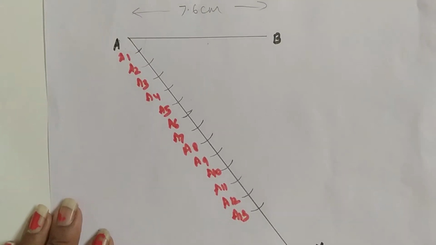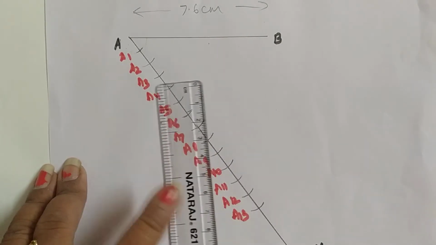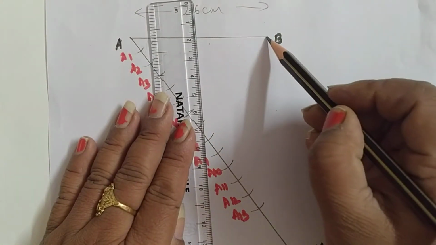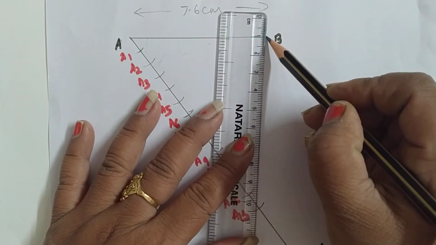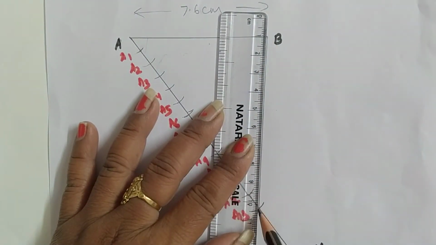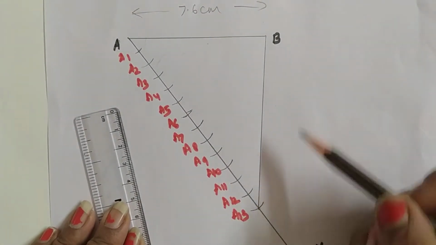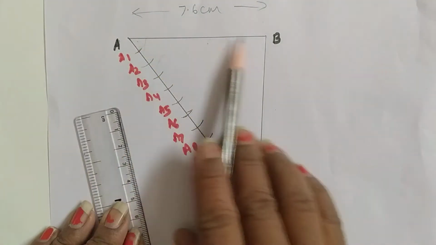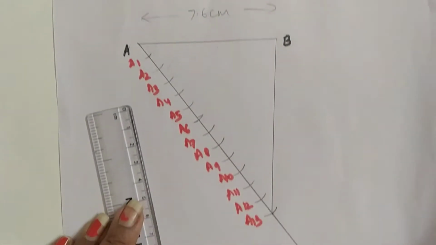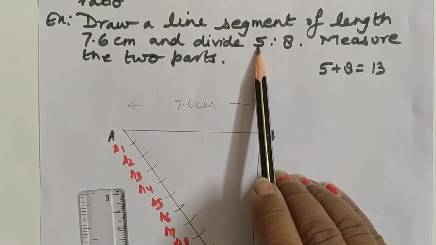Yes, got it. Now the most important step is that after cutting the equal parts, the last point A13, we need to join with the end point of the given line segment, that is B. So this is A13. Now we have got this line, that is BA13. Now we have to cut this line segment AB internally in the ratio 5:8. Because of 5, you have to check the numerator.